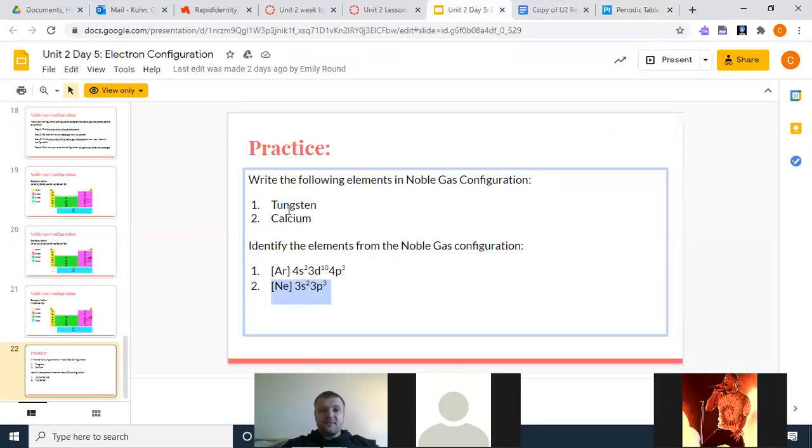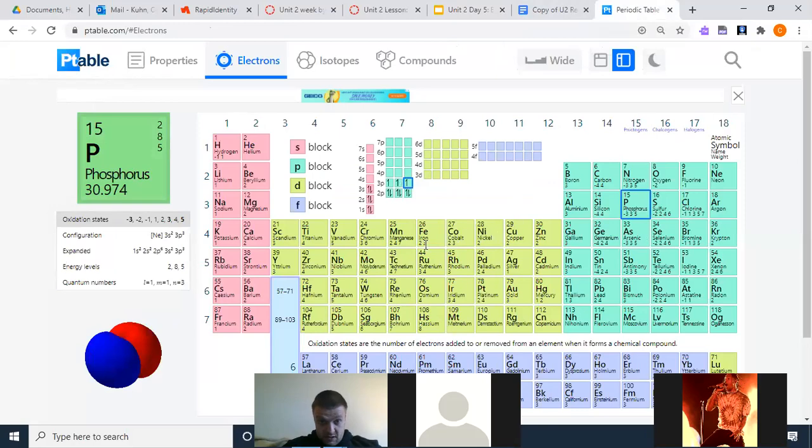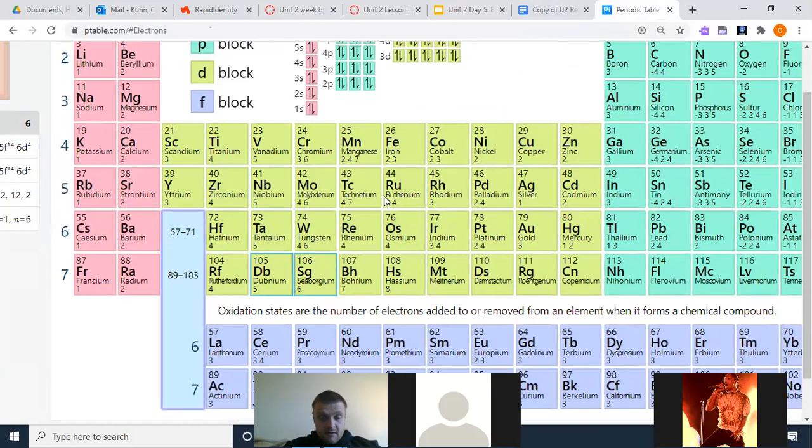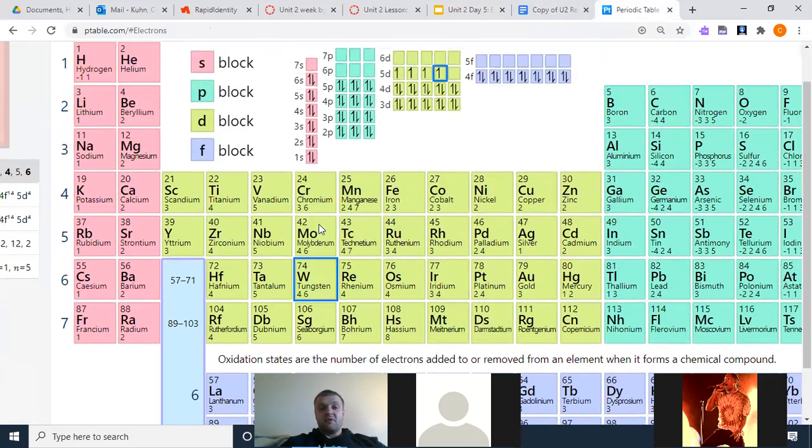Now, I'm going to do tungsten, and then you guys are going to do calcium. So, tungsten. I don't even know where it is. It's in here somewhere. Hold on. Where are you? I can't find tungsten. I just found it a second ago. There it is. It used to be wolfram.